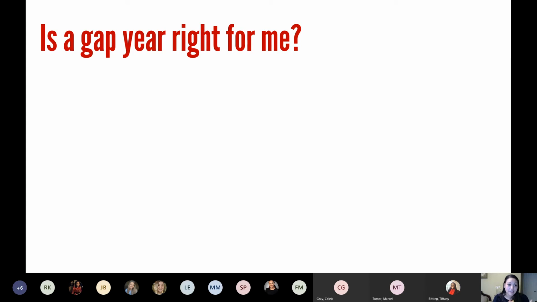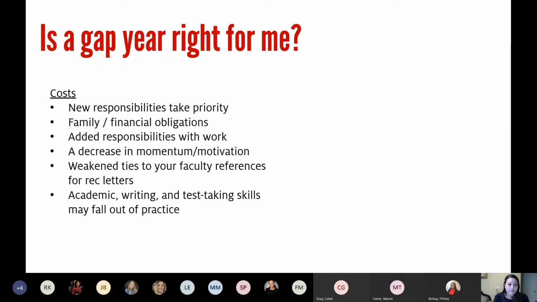So as many of you might start thinking about, is a gap year right for me? Should I take one? Should I take multiple? It's important to really think about what are the costs and benefits that I should evaluate for myself before making that decision. So I want to talk about both, and I'm going to start off with some of the costs. What are some of the reasons that it could be difficult for me to take a gap year, before I talk about the benefits of taking a gap year.